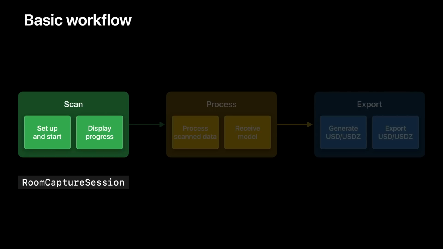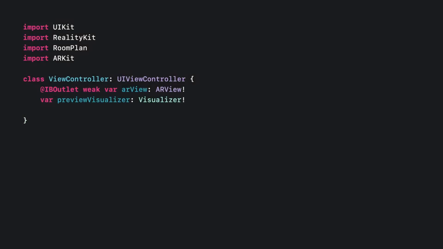Now, let's look into the scan step in detail. We'll use the Room Capture Session API to set up the session and display the progress as we continue scanning. Let me show you in code. Here's a simple RealityKit app as an example. To start, simply import RoomPlan into your Swift project.